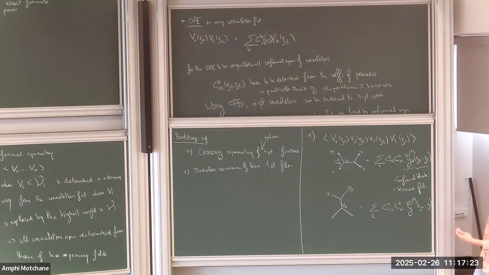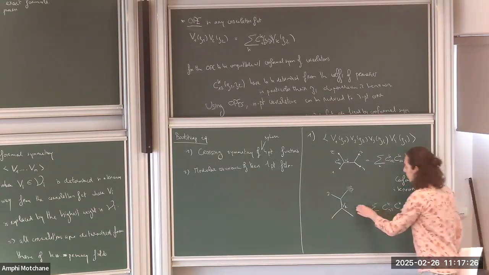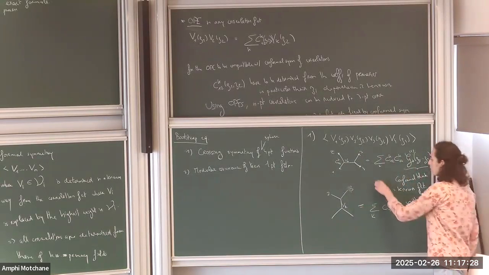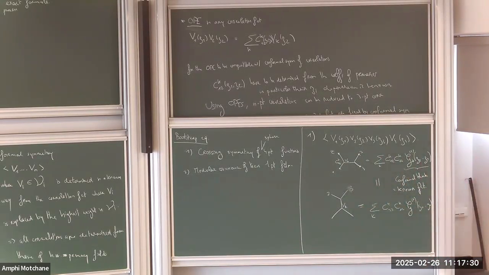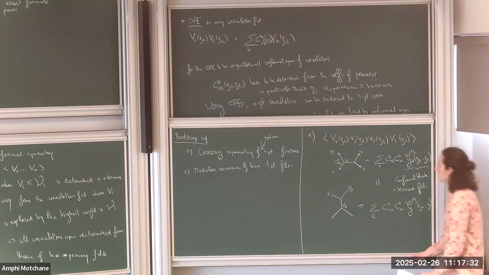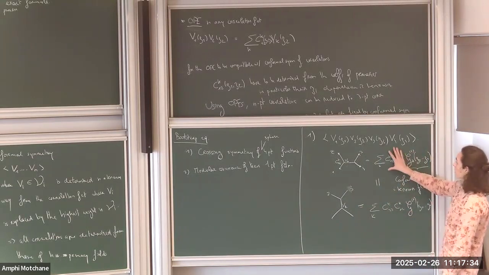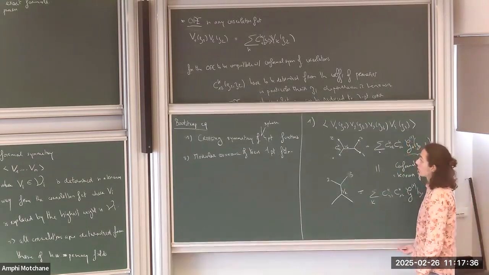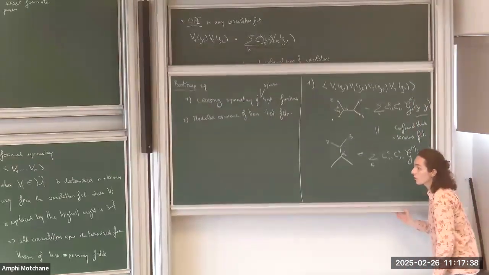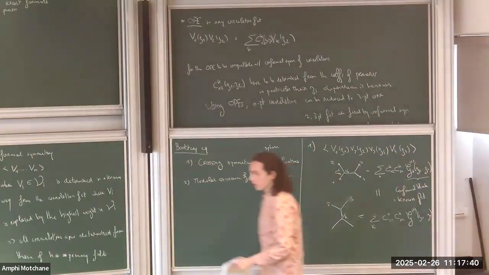And whatever I choose to do, it should give the same result for the four-point function. So I can actually just equate these two sides of the equation. And now I have a linear system of equations. Go back to the left.